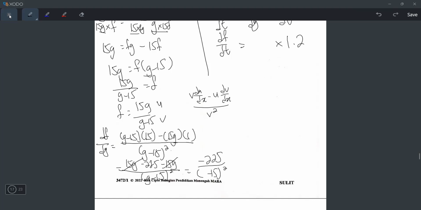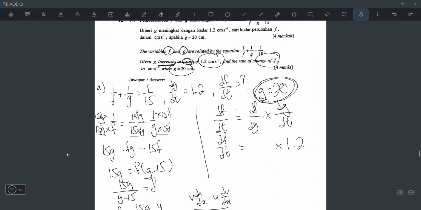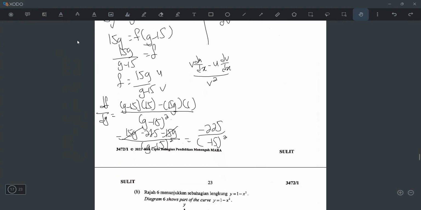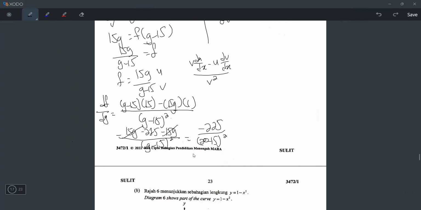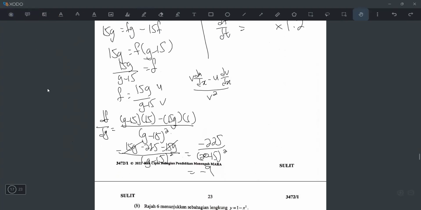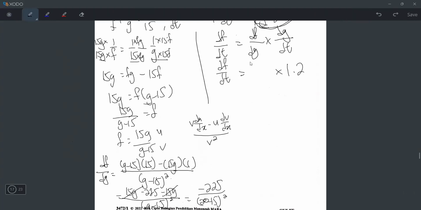Now is the time to substitute the 20. It means you substitute the 20 after you differentiate. Remember. So this is 20. What is 20 minus 15? 5. What is 5 squared? 25. What is 225 divided by 25? Press calculator, negative 9. So this is your df/dg. So finally I can put in here negative 9.